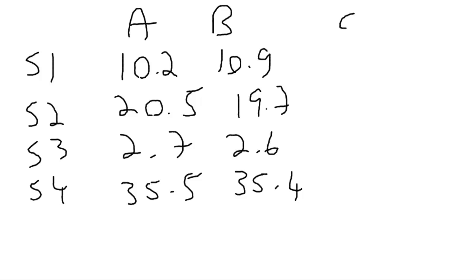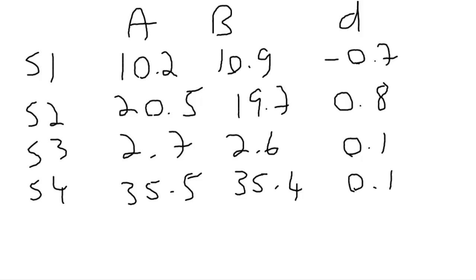What we can say though is that if these were given the same result, then the difference between them should be 0, or within significant error, or within significant difference. So we can subtract the 2 and take the mean of that difference and see if it's significantly different to 0. So if we do A minus B, the difference here is negative 0.7. We do keep the negative. For sample 2 it's positive 0.8, sample 3 is positive 0.1, sample 4 is positive 0.1.